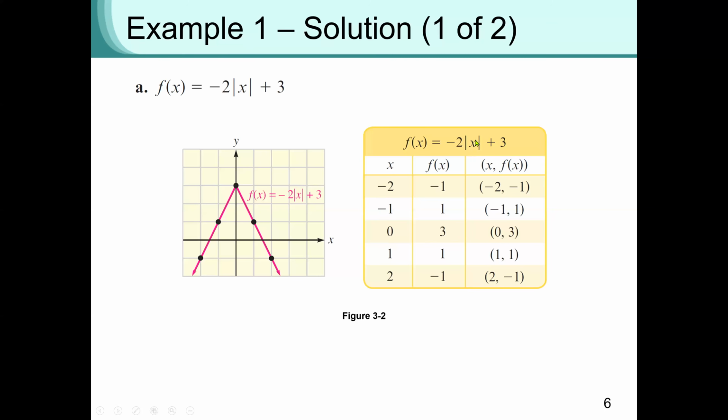Then when it's 0, absolute value of 0 is 0. 0 times -2 is 0. Plus 3 is 3. So when x is 0, f at x or y is 3.